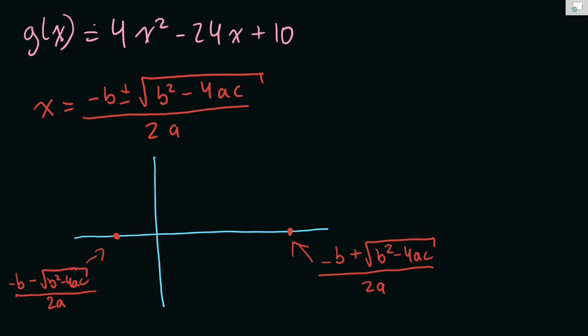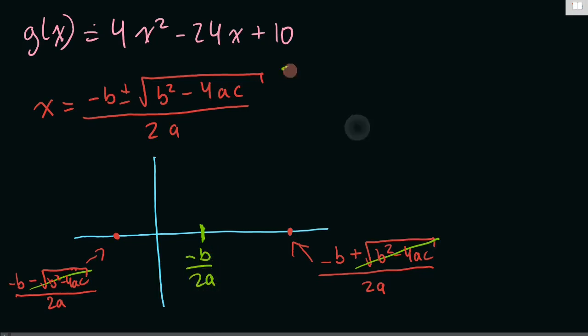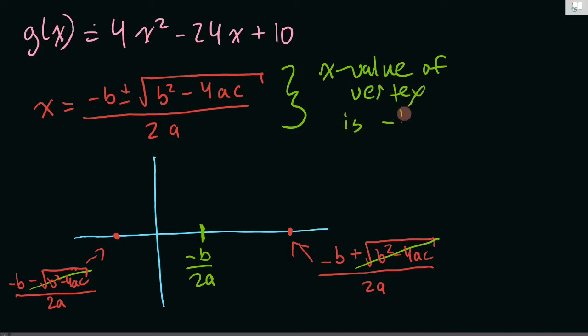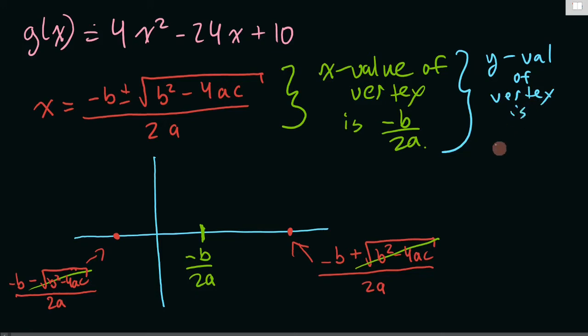Now if you average those two, in the middle, your plus root b squared minus 4ac and your minus root b squared minus 4ac are going to cancel each other, and you're going to be left with negative b over 2a. And so what this tells us is that the x value of the vertex is negative b over 2a. And then if that's the x value of the vertex, how do you get the y value? So then the y value of the vertex is f of negative b over 2a, right? Substitute that x value you just found into your function, and you will get the y value of your vertex.